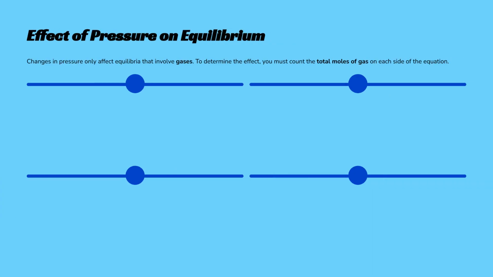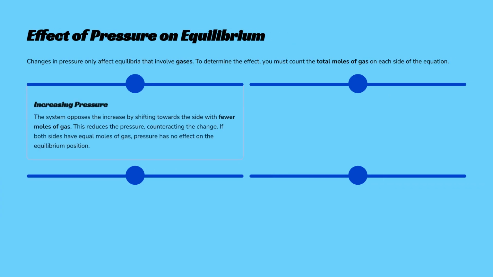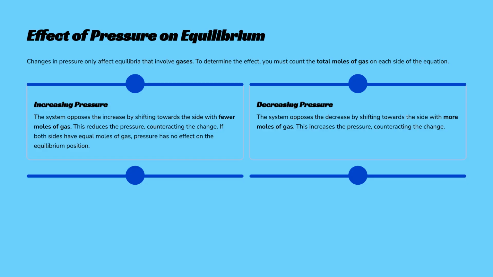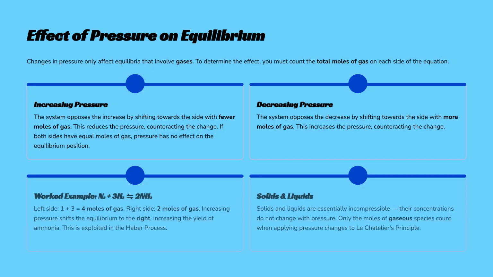Pressure changes only affect equilibria involving gases. Increasing pressure shifts the system towards the side with fewer moles of gas to reduce the pressure. Decreasing pressure shifts the system towards the side with more moles of gas. Solids and liquids are excluded from this consideration.